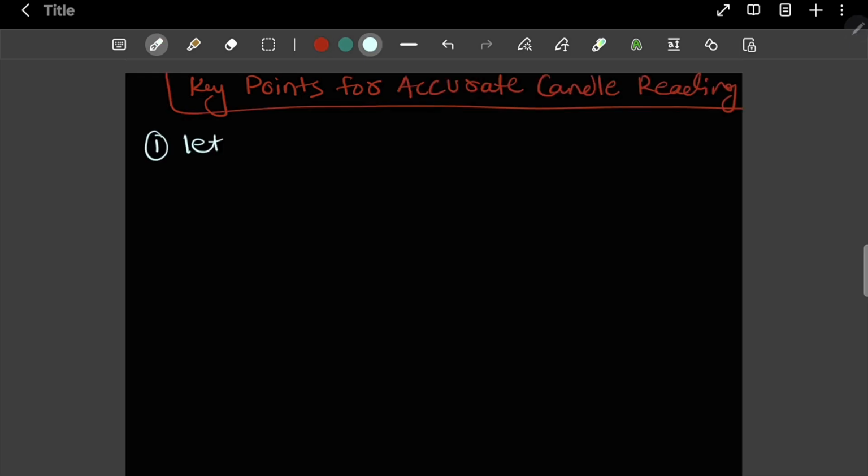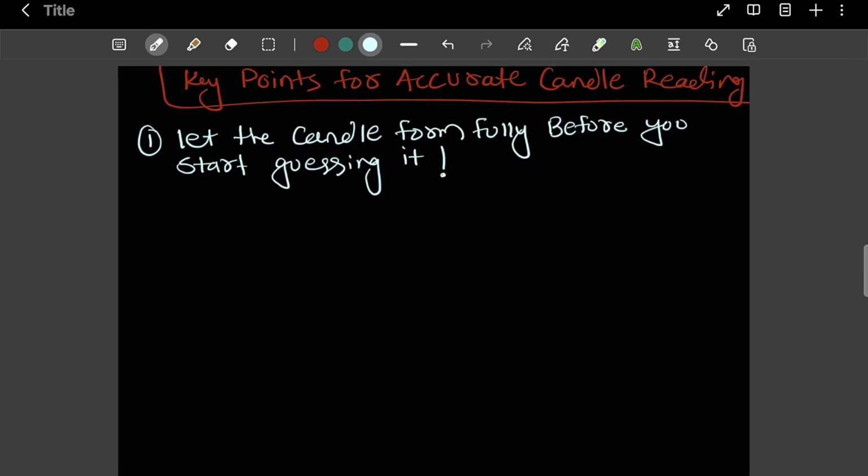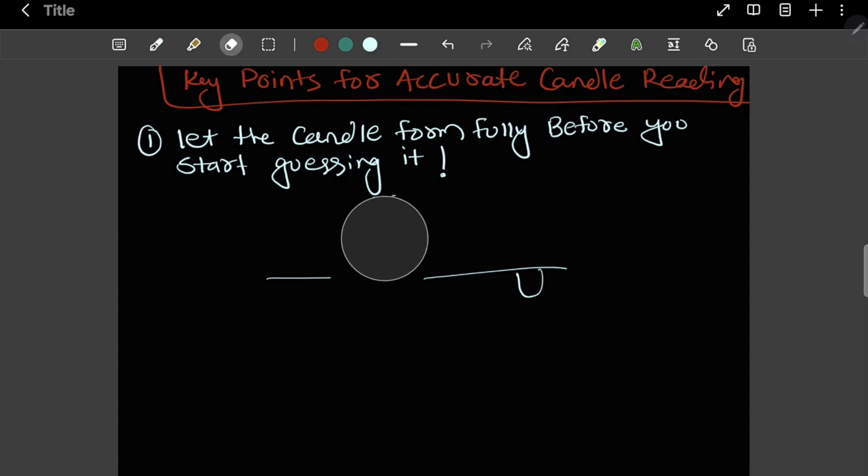So next, let's learn about the key points for accurate candle reading. How to read the candle accurately. The first key point is to let the candle form fully before you start guessing it. So always remember, whenever you are expecting any breakout or breakdown, allow that candle to fully form here, otherwise it can give a long shadow and then if you take a trade here, as we discussed earlier, you will end up in a loss.